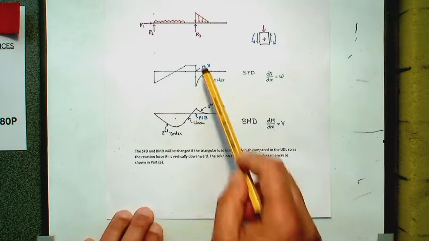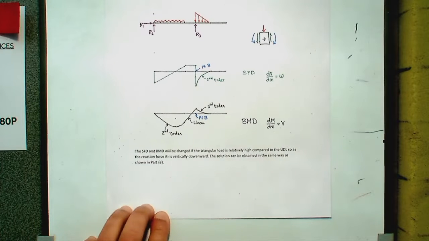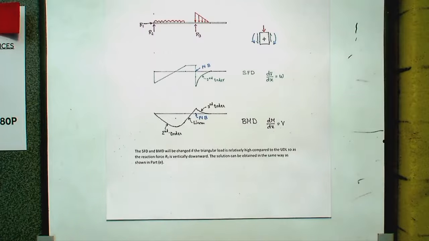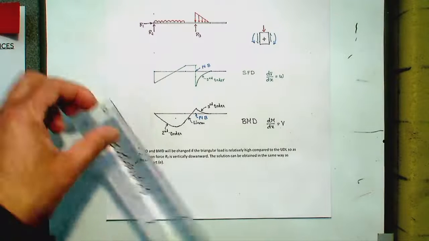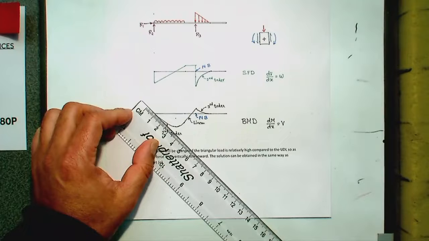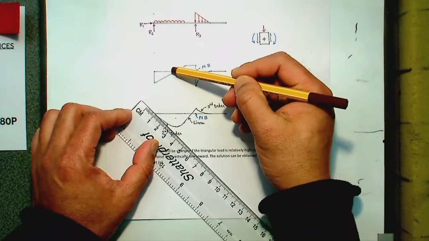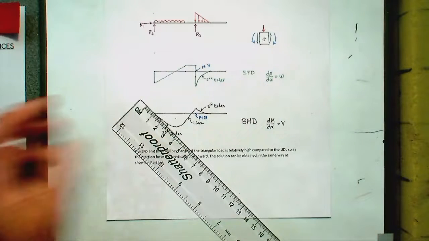And I could use the same thing to draw the bending moment diagram. So my shear force is negative to start with, so I start with a negative slope. And I go on until this point. So what is this point?